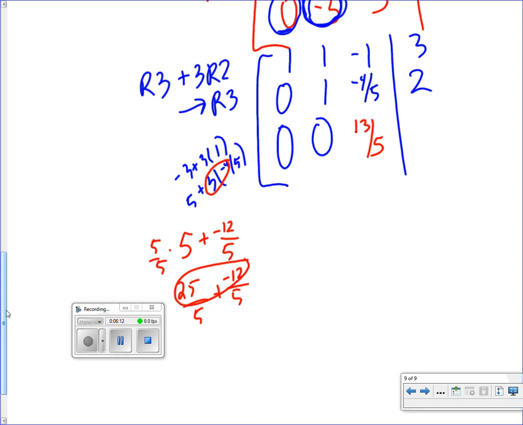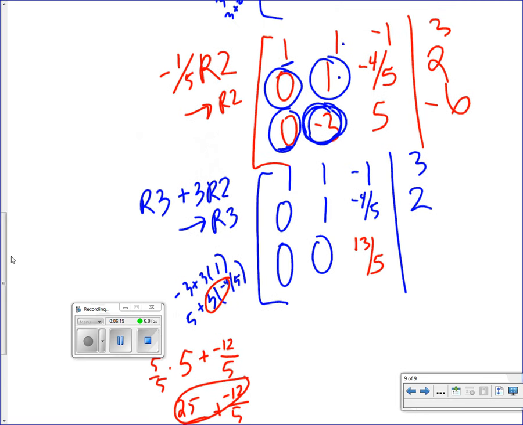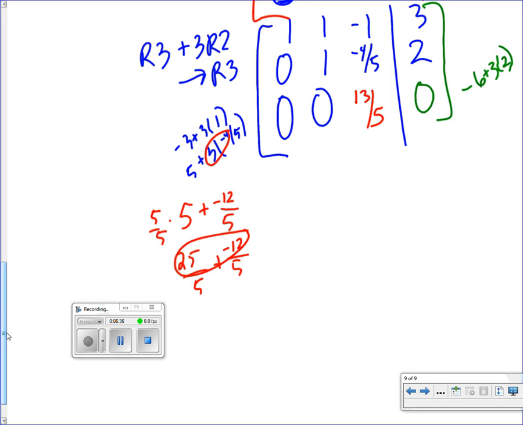And then we also need to do this last number. So we have R3, which was negative 6 plus 3 times R2. That's going to be 0. Okay. One more step down the staircase. Now we're going to work on making that a 1.